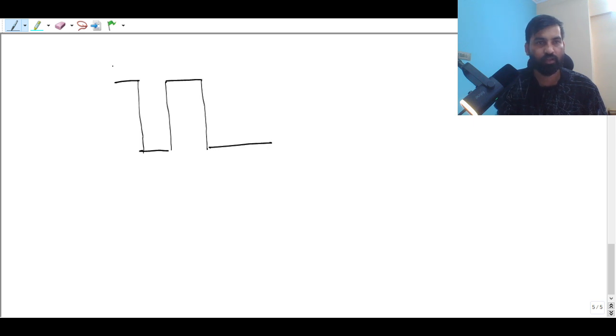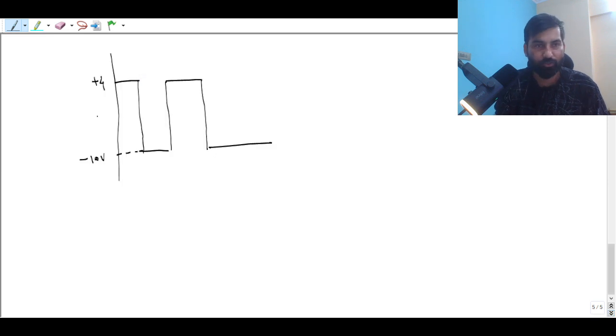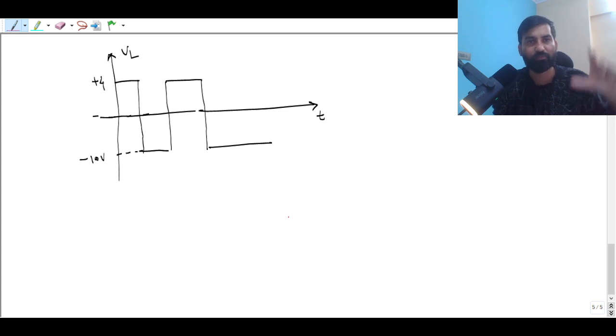Okay, this waveform is going to be like this. Understand? And you can say that this is plus 4 volt and this is nothing but minus 10 volt. Okay, minus 10 volt. And the zero is going to be somewhere here, the zero line, you can say. This is your VL. Now can you tell me where will be the average? Average is going to be somewhere in the middle, right? So you can say this is the average.